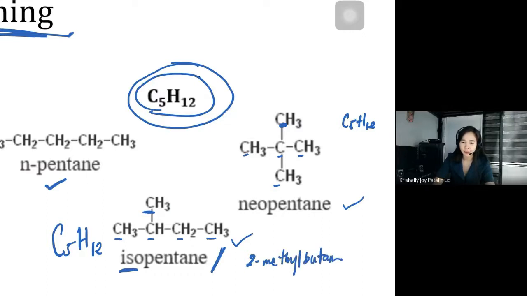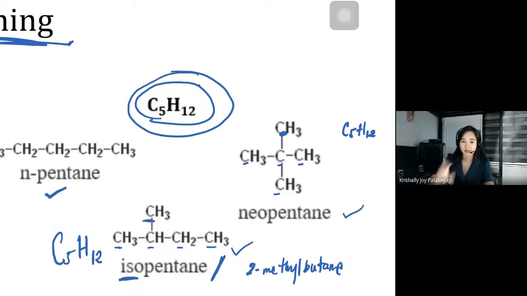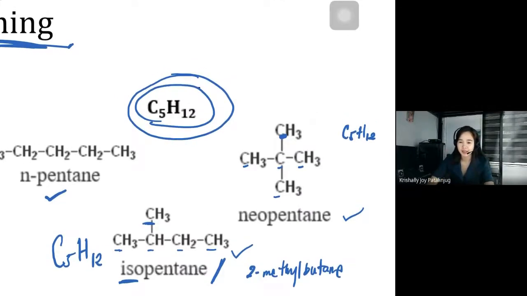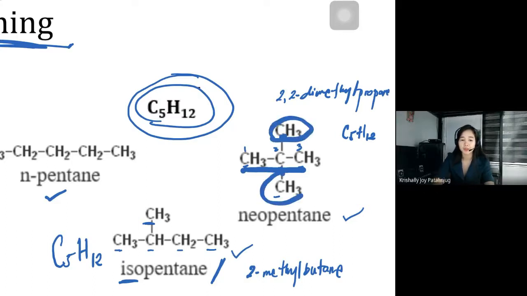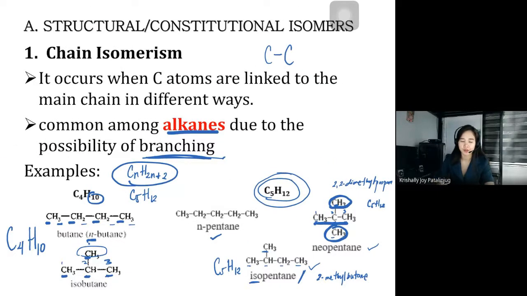What about neopentane? Madali lang mag-name kapag alkane. Lalo na kapag maliit na structure ng alkane. This is just an alkane class. Sige, so 3-carbon chain. Okay, very good. So this is 2,2-dimethyl. Ayan, dimethyl propane. Okay, this is carbon 1, 2, 3. So at carbon 2, merong dalawang methyl, kaya 2,2-dimethyl. Okay? Sige. So that is all about chain isomerism.